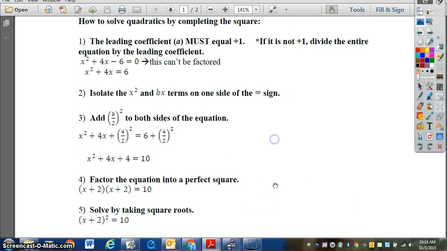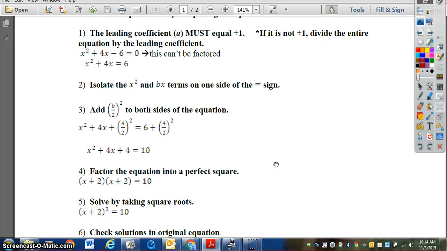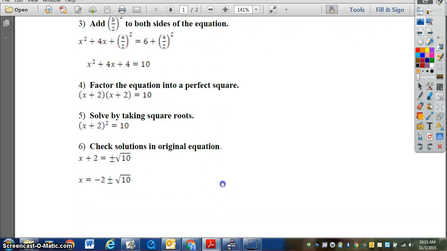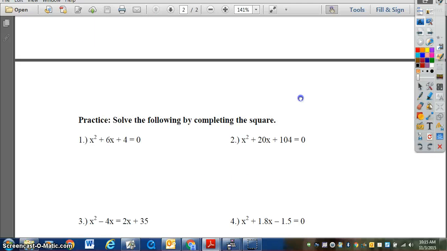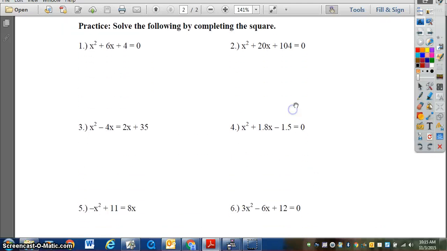You're more than welcome to walk through the example here. The key is that this term here has a 1 in front. Move C over. Take half of 4 and square it. That's what you're going to add to both sides. Half of 4 is 2, 2 squared is 4, so you're going to add 4 to both sides. That's what they did here. 6 plus 4 is 10, plus 4. This will be a perfect square on the left, and that will allow you to use basically the last section's method for solving these.